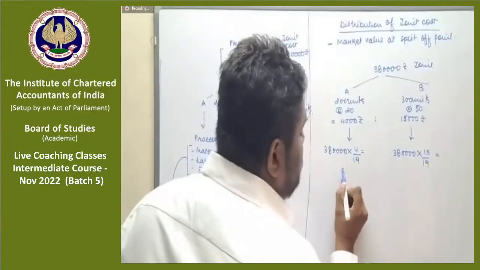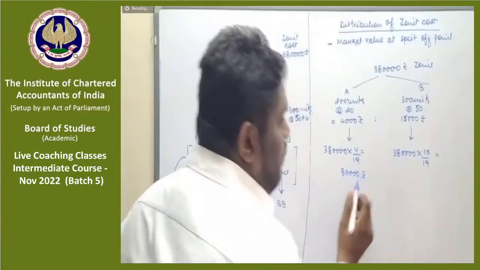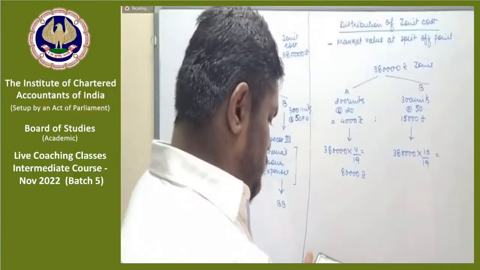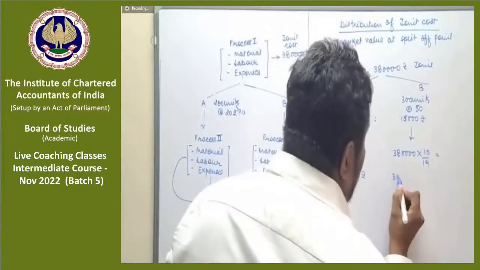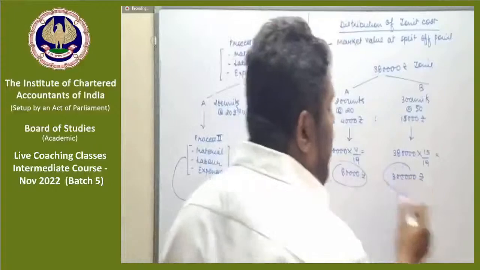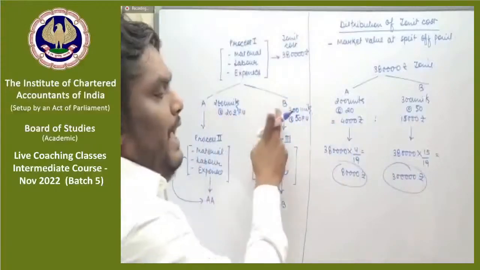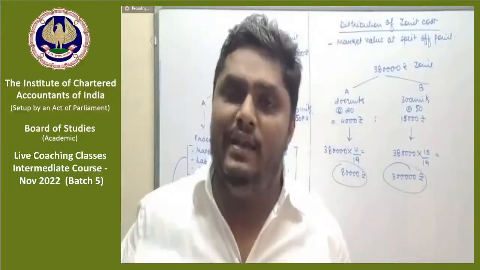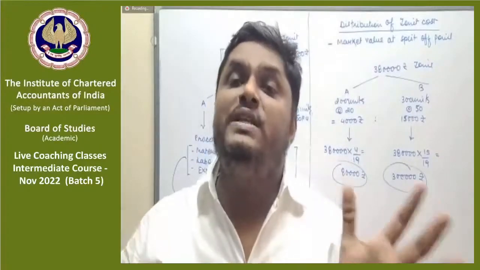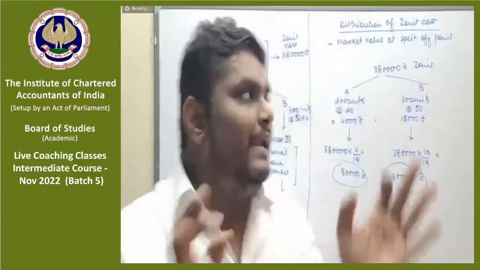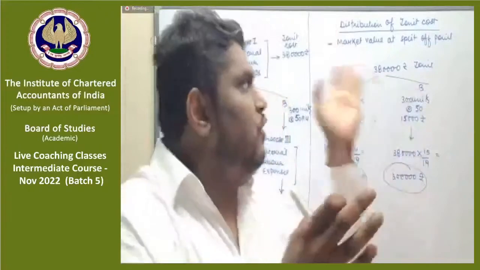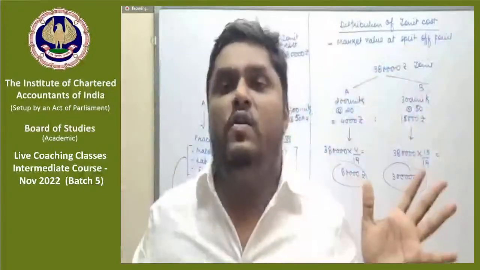That is 80,000 and 3 lakh. So the cost as distributed among A and B is 80,000 and 3 lakhs. So I repeat again, when the question is silent, the best approach is to distribute the joint cost in the ratio of market value at split off point.